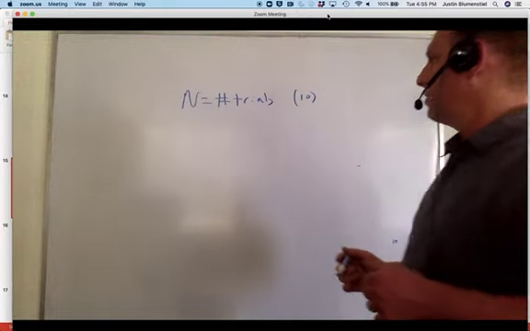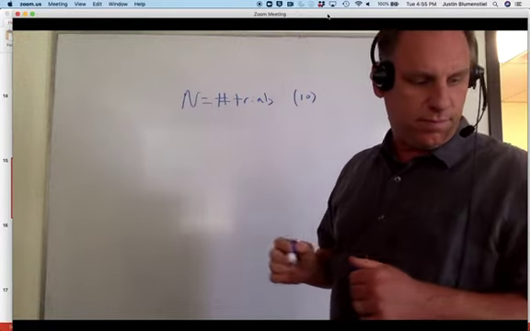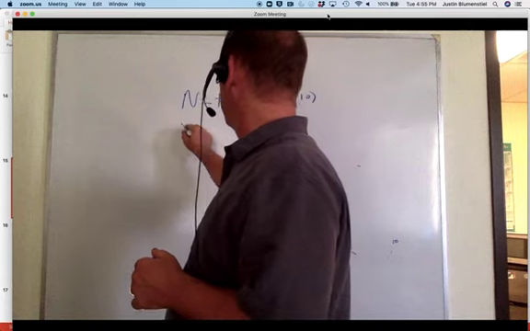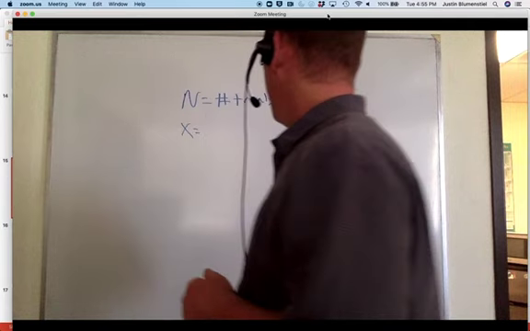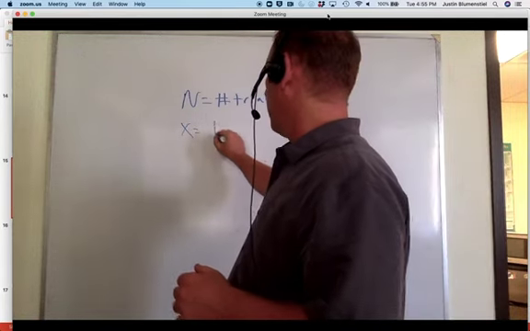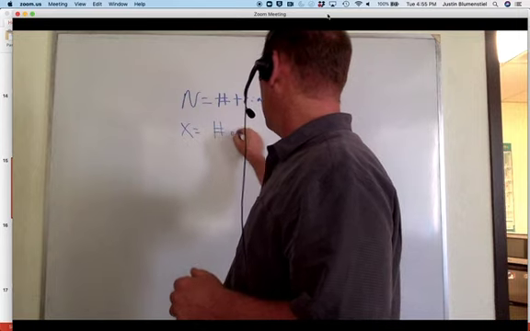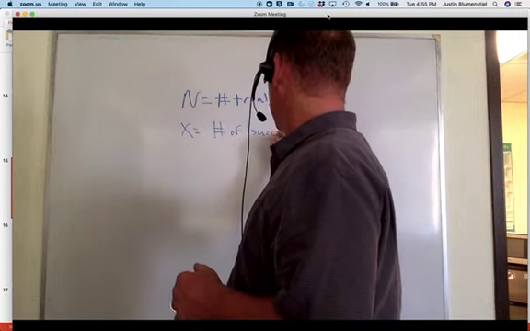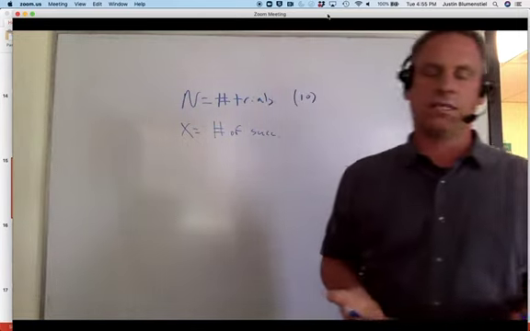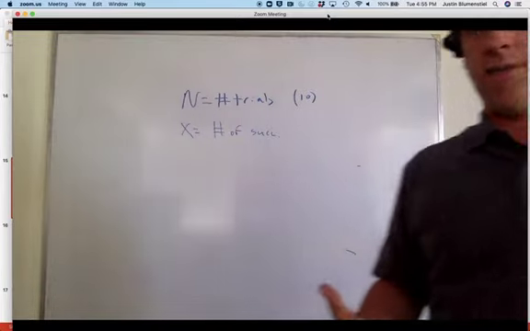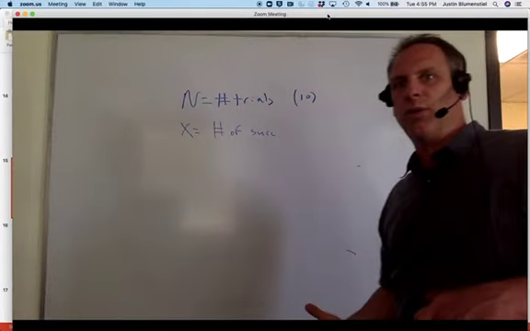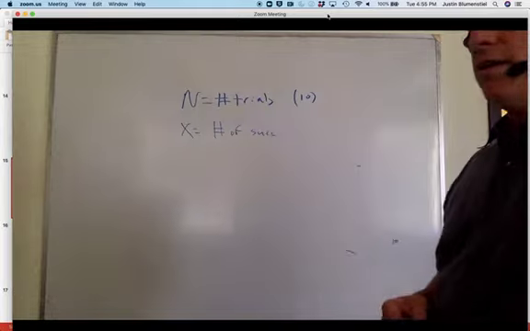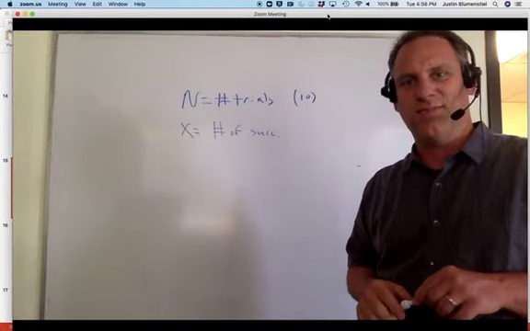So n is the number of trials, and then x, and this is just sort of historical, we call the number of successes. So in this particular case, if we're counting girls, we'd say having a girl is a success. But we don't prescribe any sort of moral weight to that.